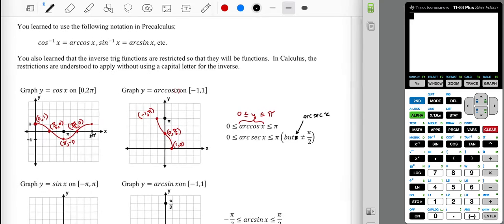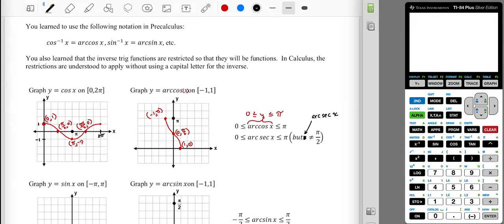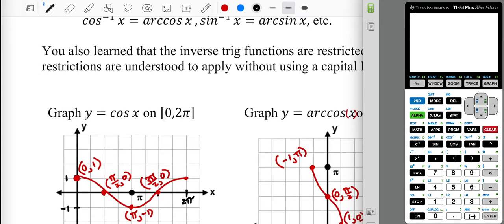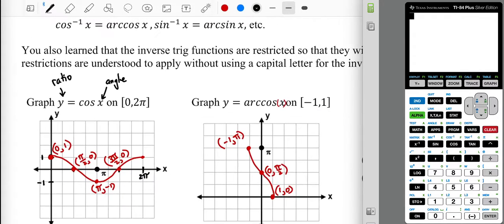All right. The reason why we wouldn't say x is because x isn't an angle when we're dealing with inverses. X is a ratio. All right. So if we actually get a little bit more specific here, you can see that this is an angle. The y, I mean, that's the cosine ratio, adjacent over hypotenuse. So now x here is the ratio, and y is the angle.